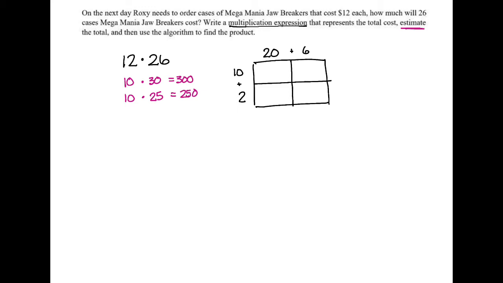Okay. Now we have kind of a double distribute thing going on here. I'll show you. So 10 times 20 is 200. And 10 times 6 is 60. Kind of like a times table chart, isn't it? Okay, now in the next row, 2 times 20 is 40, and 2 times 6 is 12.